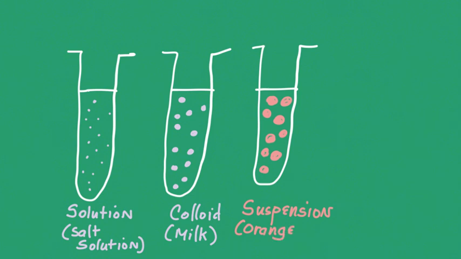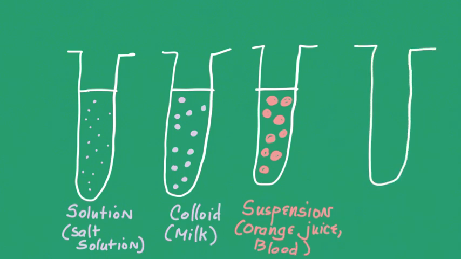Another good example of a suspension is blood. When blood is allowed to centrifuge or sit for a long period of time in a test tube, it tends to separate. The blood cells separate to the bottom.